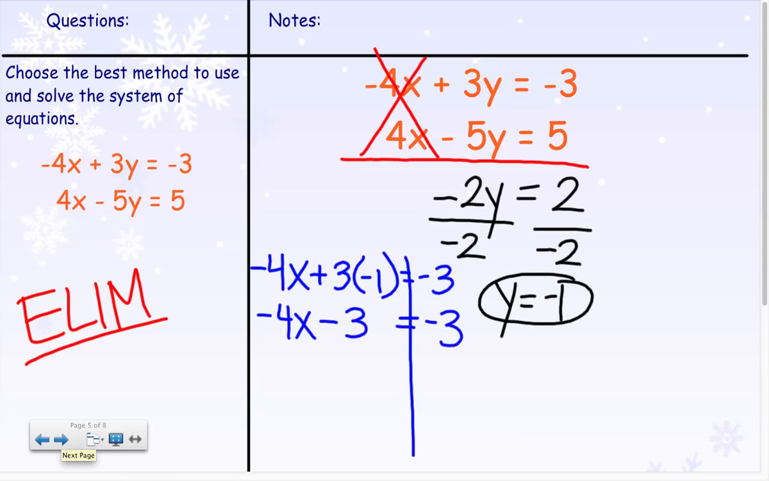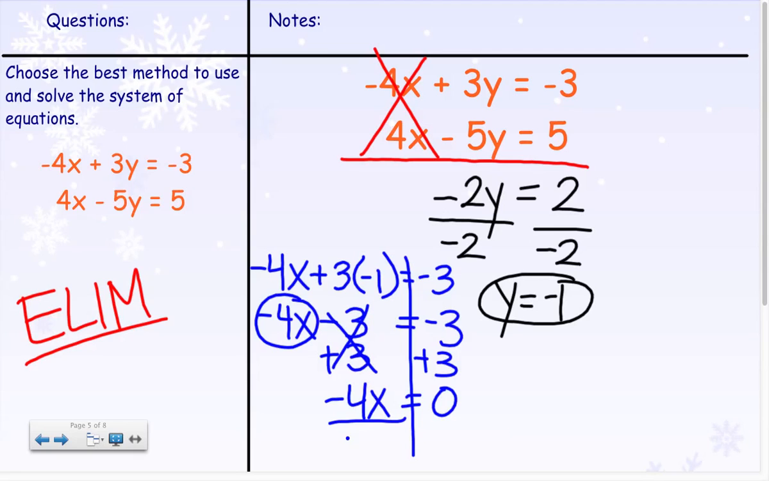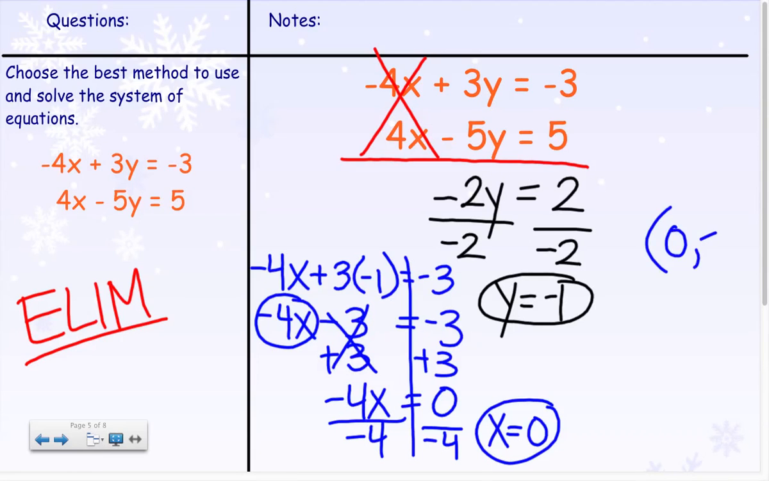Then it's just couple and third wheel. My couple is negative 4x, so add the third wheel, the 3, on both sides. Negative 3 plus 3 is 0. Break up my couple. X equals 0. So that means this system has a solution of 0, negative 1. There is my answer: 0, negative 1.